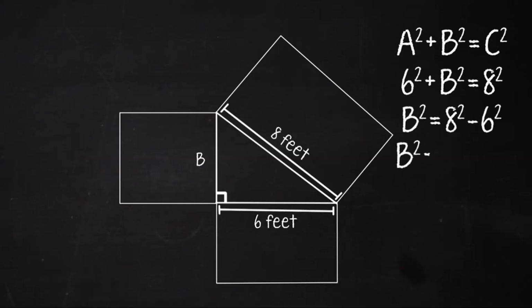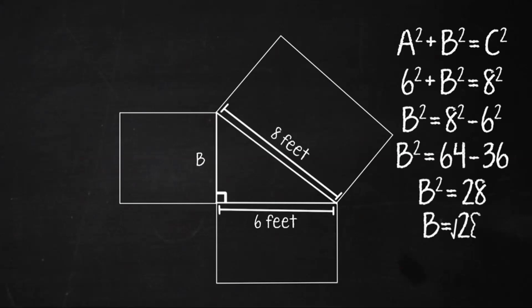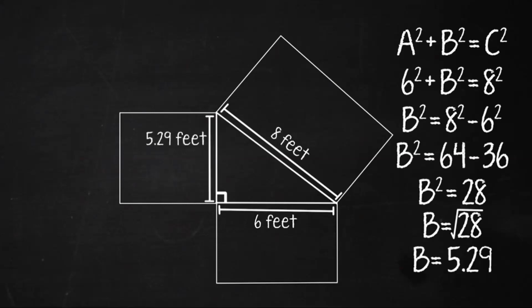So, b squared equals 64 minus 36, or b squared equals 28. Side B will be the square root of 28. So, side B is 5.29 units. We know it's approximately 5.29 because the number times itself is closest to 28.